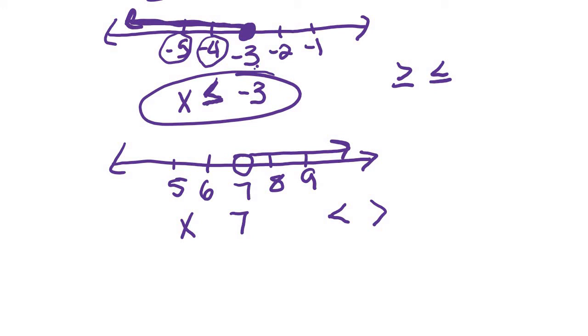All right. Now, the arrow is pointing to the right. And to the right are all the numbers that are bigger than 7. All the numbers greater than 7. So we're going to write x greater than 7.